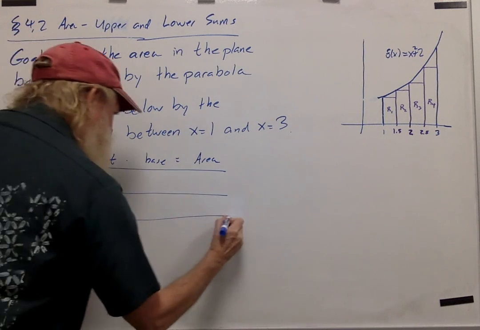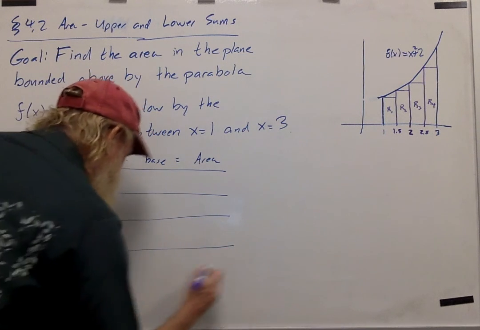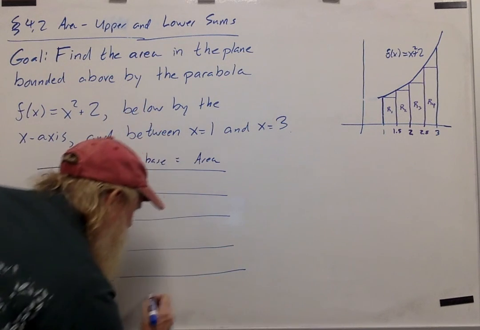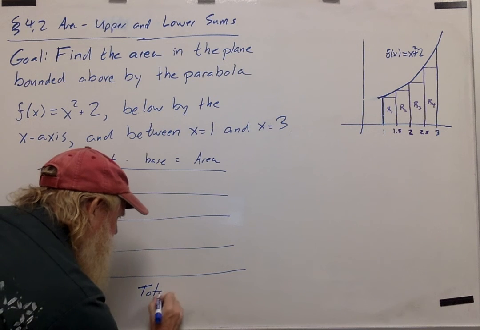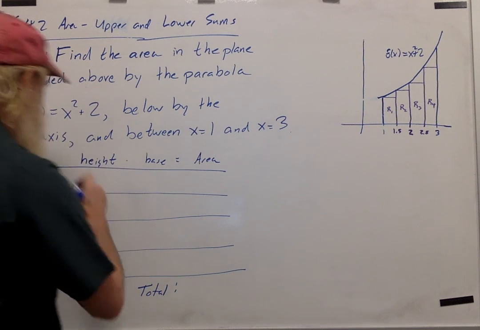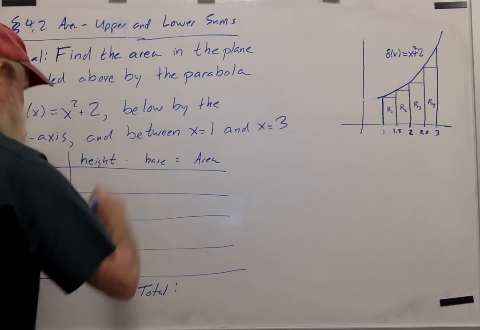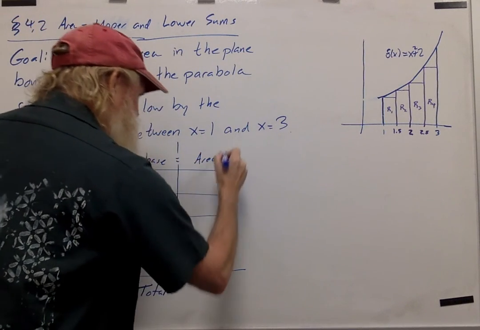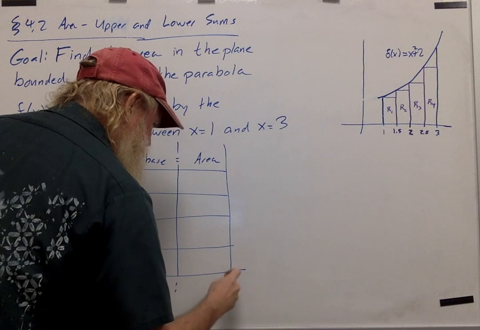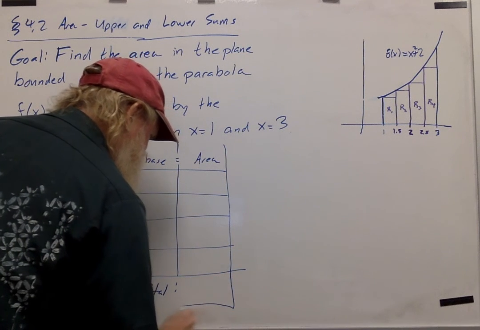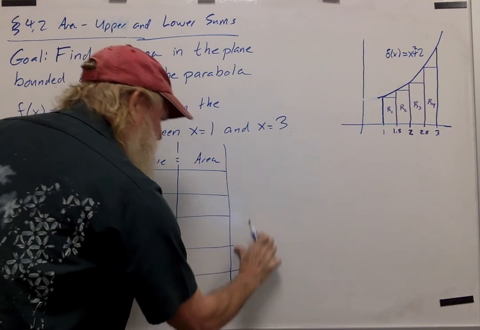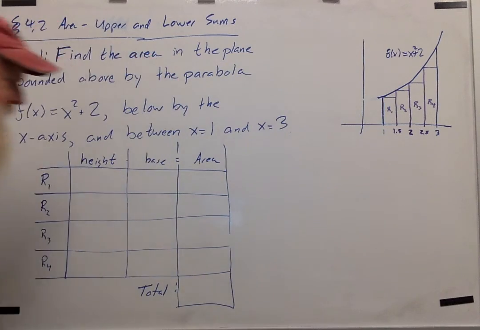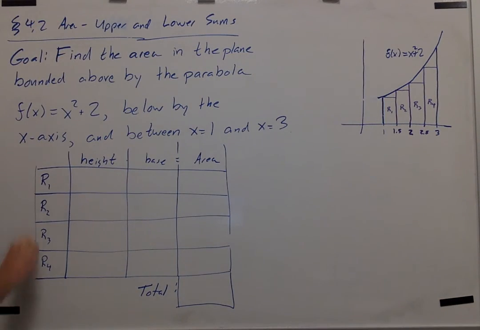I'll do that for each of the 4 rectangles, and then I'll find the sum. I'll add them all together. So I'm setting this up like an Excel spreadsheet. In fact, if you know some Excel, then after today's lesson, you'd easily be able to set up an Excel spreadsheet to find upper and lower sums like we're doing.